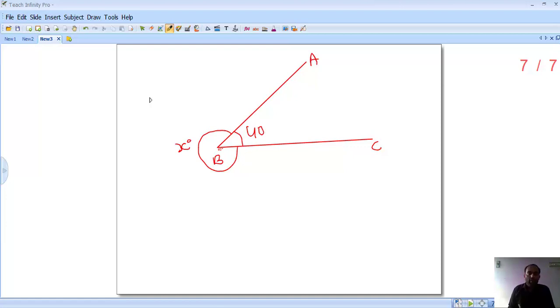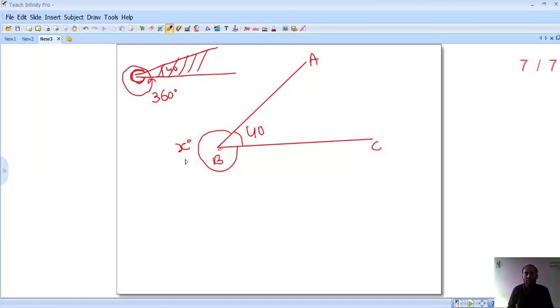So you have to remember one thing which I told you in the previous class: how much is this complete angle, the full rotation angle? Yes, this is 360 degrees. Now it is 40 degrees, so if you remove this 40 degrees, you will get the remaining part.